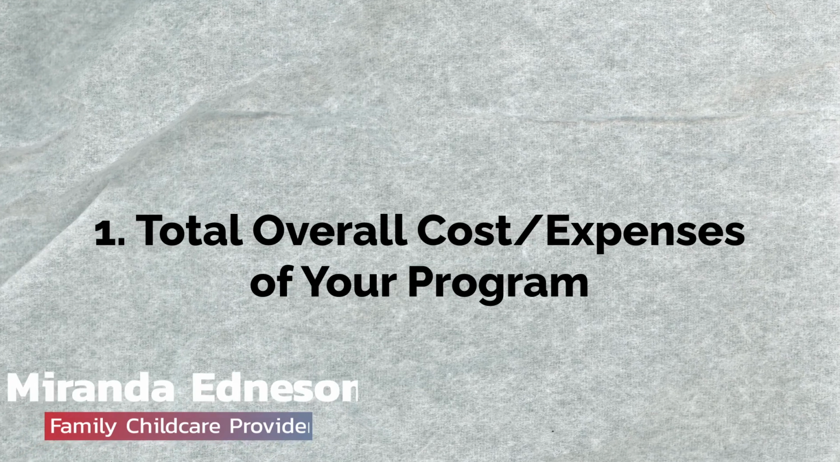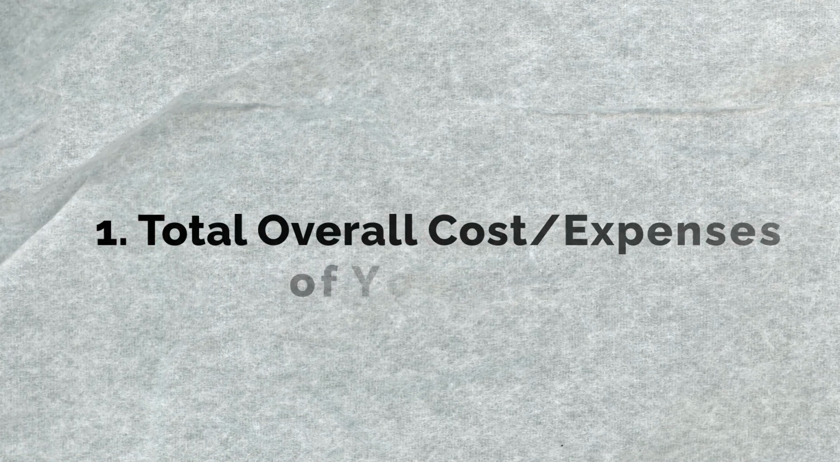One of the first things you're going to do is think about the total overall cost of your program. How much do you already have going out? How much will your rent be? How much are your utilities? How much do you have to pay your teachers, if that's what you're going to have in your program? You're going to need to find out what you have going out first. This is going to help you determine what you need to set your tuition rate as.